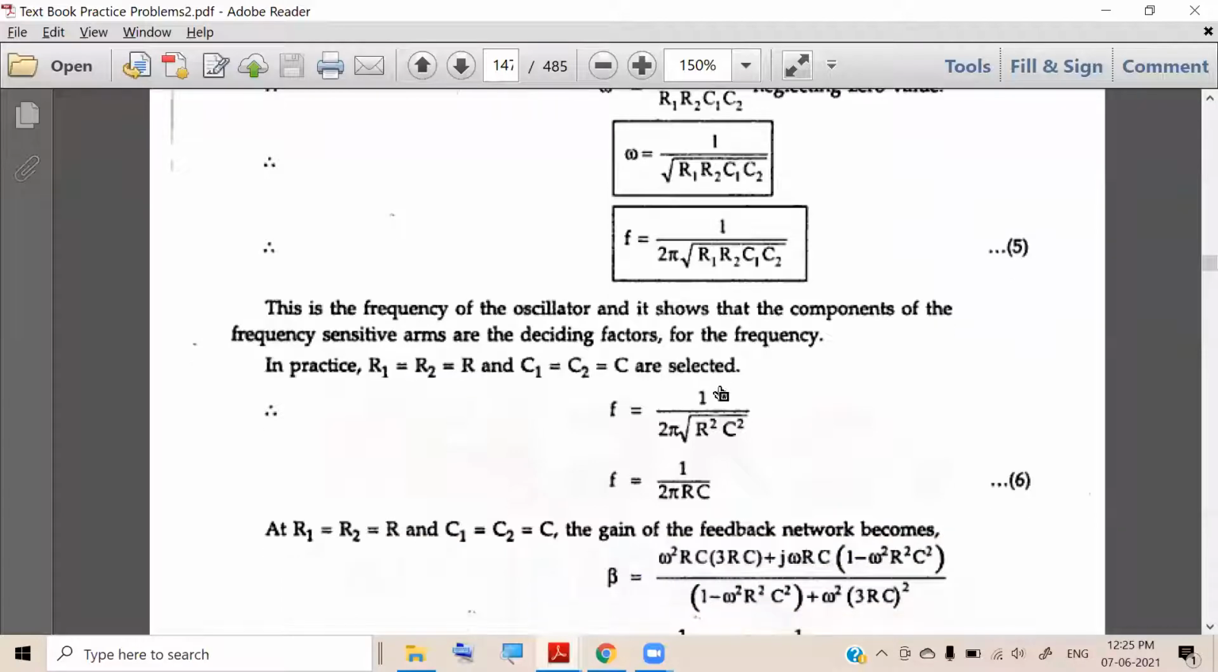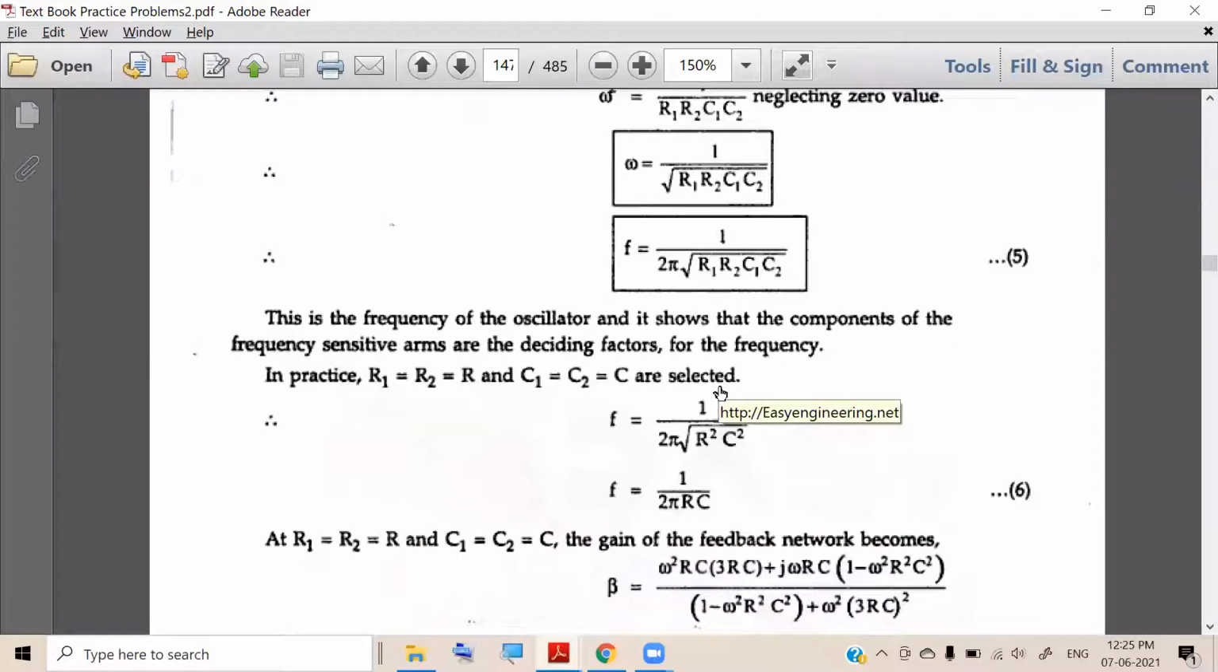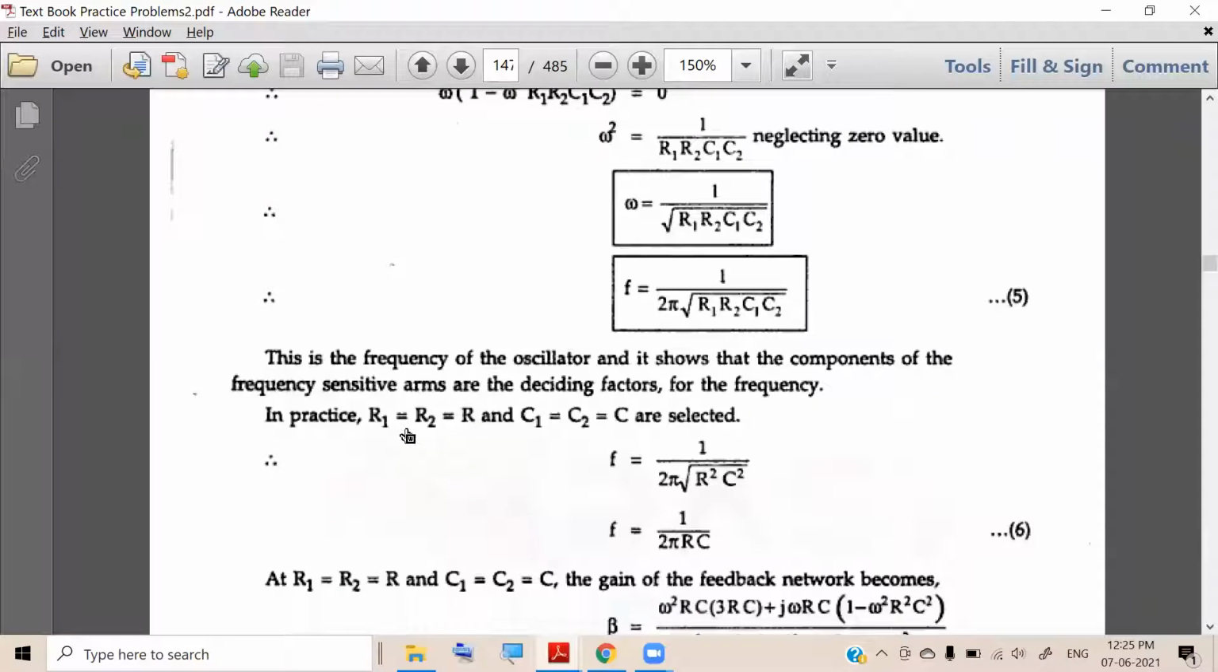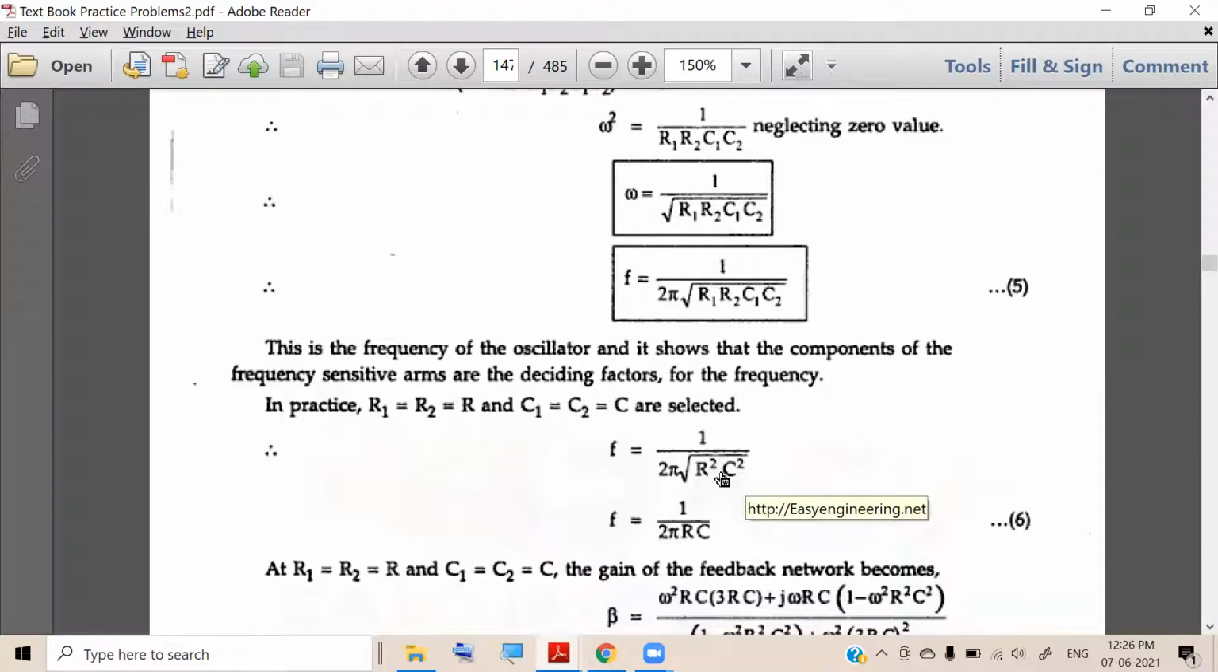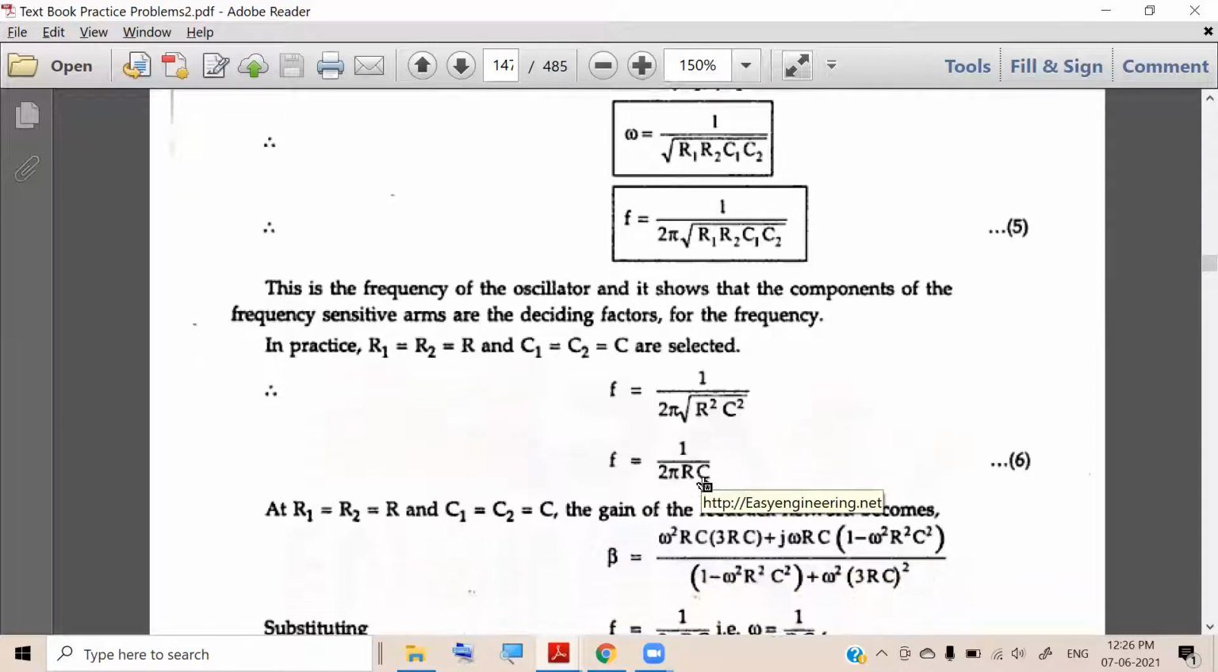And then I told you that in most practical cases, the designers will consider R1 equal to R2, let us say equal to R, and they will consider the two capacitors equal, so C1 is equal to C2, let us say C. Then substituting, R into R is R square, C into C is C square. So 1 by 2 pi into square root of R square C square. Square and square root cancel, we get RC. So f is 1 by 2 pi RC.